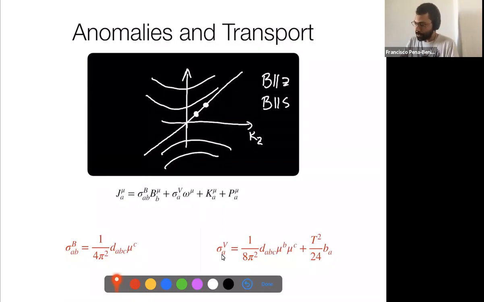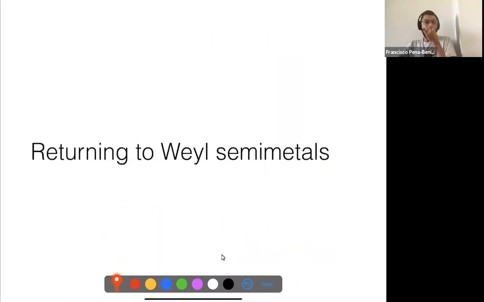So the moral here is that as long as we have a system with a mixed gauge-gravitational anomaly, the chiral vortical conductivity will receive this contribution here, which is proportional to T squared. And if we have the pure gauge anomaly, the chiral vortical conductivity will receive this contribution and the chiral magnetic conductivity this other one here, okay?